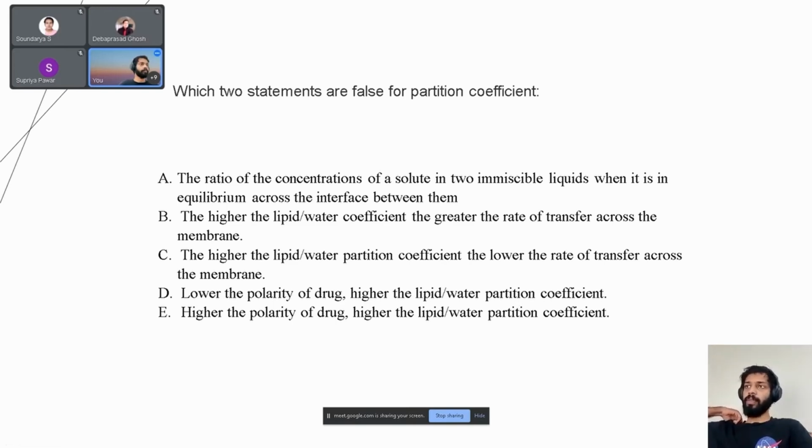Okay, the lower the polarity, higher the one is C. Sorry, one is B actually. Higher the lipid water coefficient, the greater will be the rate of transfer. False, right? So the higher the lipid water coefficient, the lower will be the rate of transfer because they're inversely related to each other. And for E also, same will be the reason. Both are inversely related. So B and D are false.